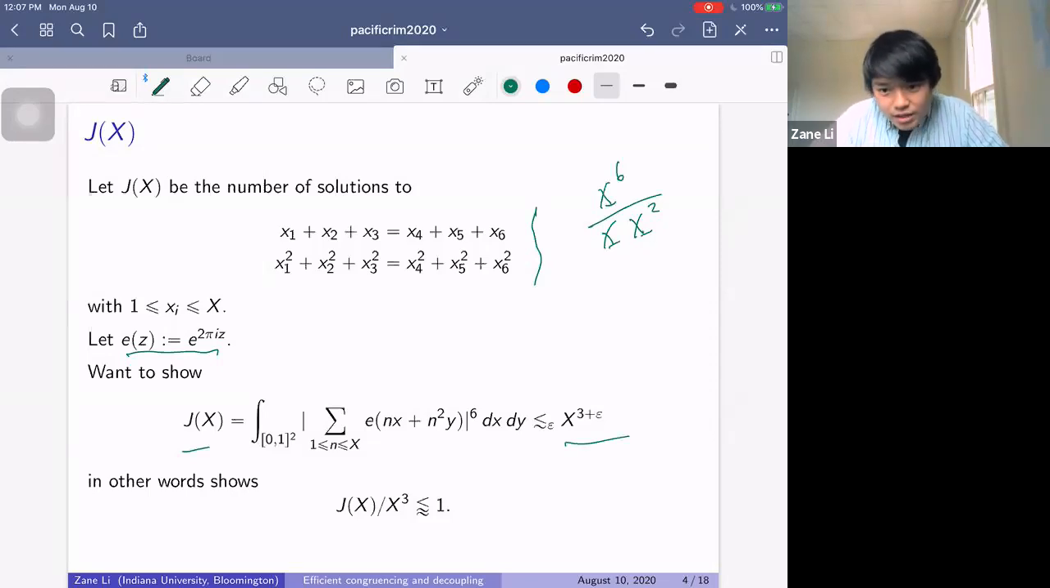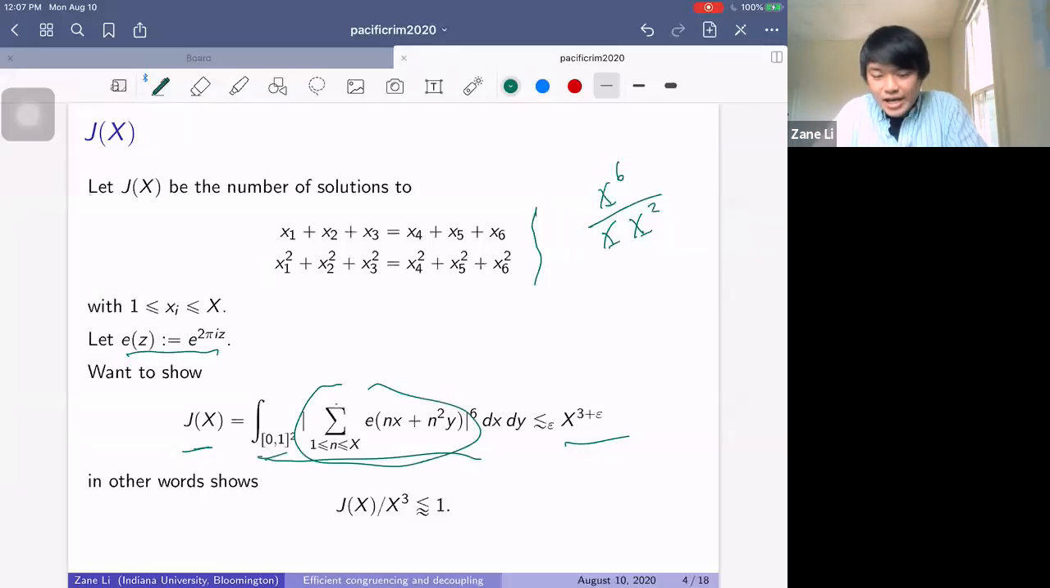Okay, so both in the efficient congruencing world and the decoupling world, to count the number of solutions, we want to use some sort of Fourier analysis. And so in the efficient congruencing world, they will write j of x as this mean value. So this is the mean value because it's the mean of this exponential sum over the square of the unit square. And so essentially this says that this exponential sum here exhibits square root cancellation.